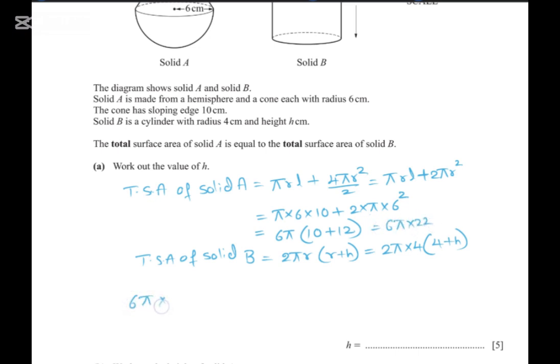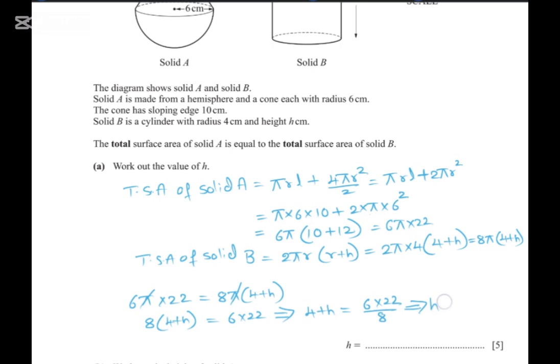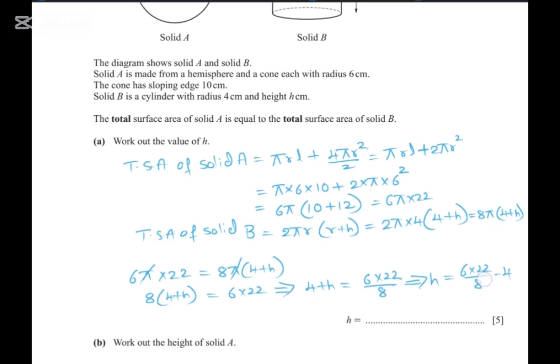So 6 pi into 22 is equal to, this also you can simplify here, 8 pi into 4 plus h. Here pi gets cancelled. I'll flip the equation: 8 into 4 plus h is equal to 6 into 22. Now bring 8 to the right hand side, keeping 4 plus h, so 8 gets divided. Here you can either simplify or simplify in the next step. Keep h here and bring 6 into 22 by 8 minus 4. Now cancel out: 2 4s are 8, 2 3s are 6, 2 2s are 4, 2 11s are 22.